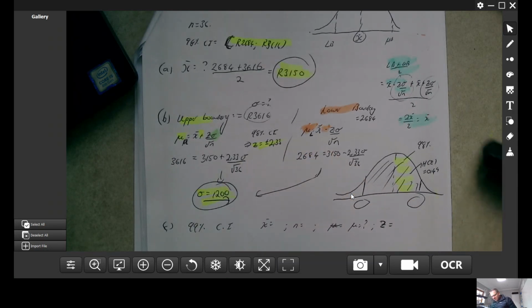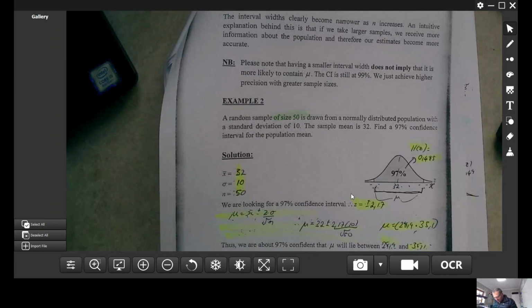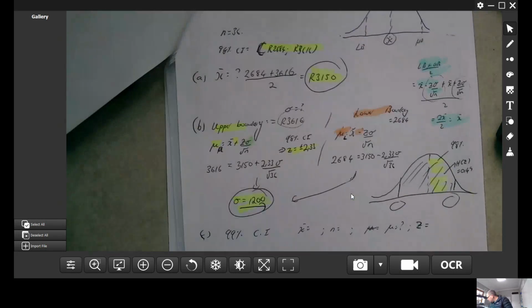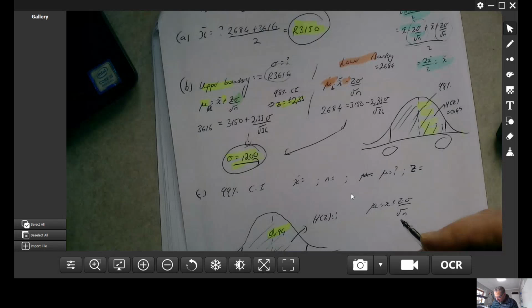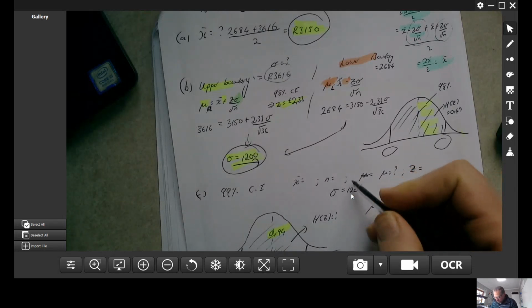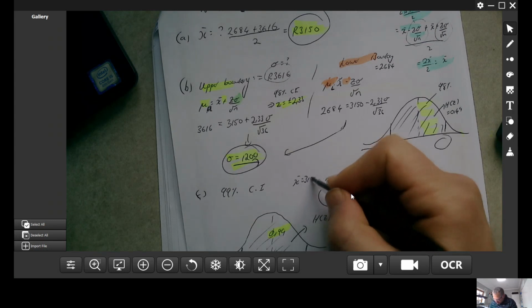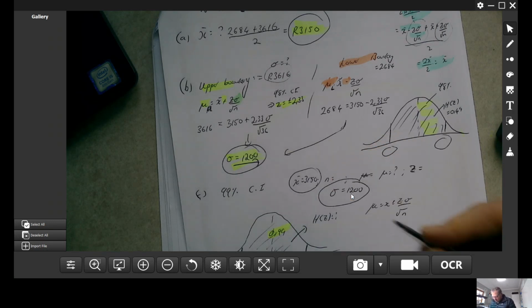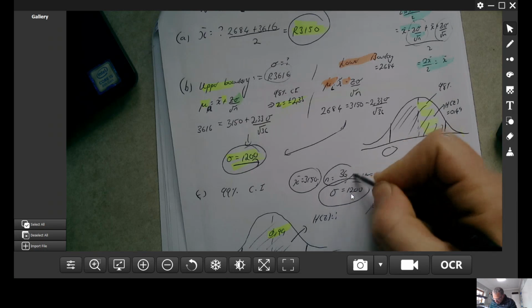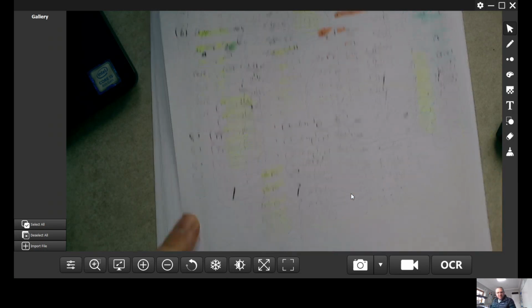The next question says, determine a 99% confidence interval for the average hotel price per night. So, what are our parameters? Well, we've got sigma now is 1,200. We know that the sample mean is 3,150. We know that n is equal to 36. But now we want a 99% confidence interval.